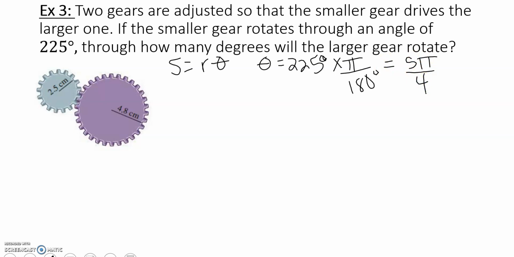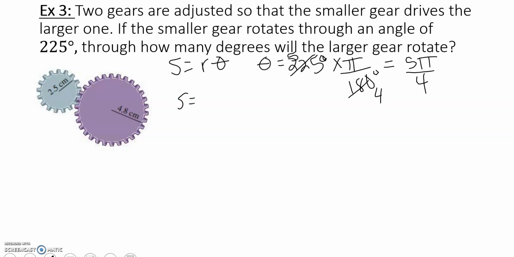Okay, 5 pi over 4. And that's because 45 goes into all of those. 45 goes into 225 5 times. It goes into 180 4 times. So our angle in radian measure is 5 pi over 4.